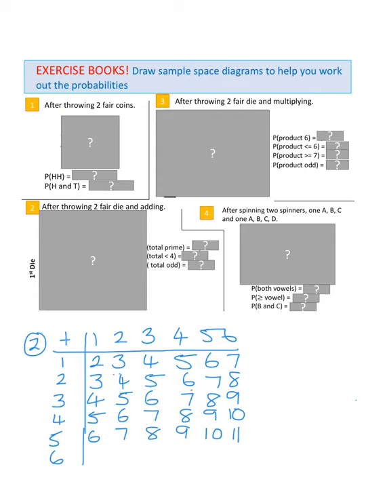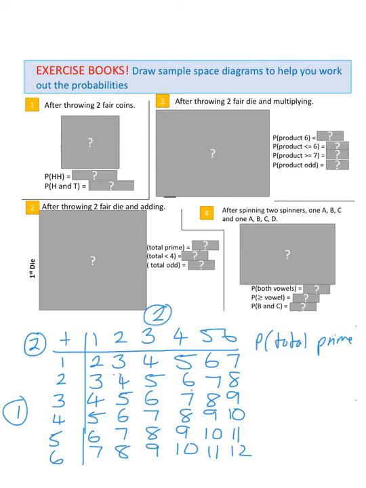So question 2, after throwing 2 fair die and adding. I've drawn a sample space diagram here, and I've got my die 1 and my die 2, and I'm adding the totals together to get all the possible outcomes. So here I've got 6 and 1, that gives me 7, 6 and 2 is 8, 6 and 3 is 9, and so on. And in the whole table, just in the body of the table, there are 36 possible outcomes. So the first question I've been asked is that the total is prime.